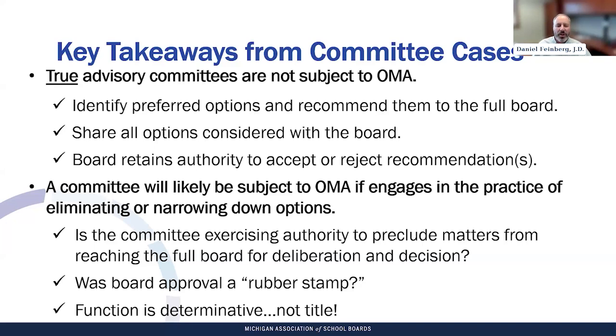And so this could be a scenario if the committee is exercising authority to preclude matters from reaching the full board. Was the board a rubber stamp? It's the function, that's determinative, not the title. So even if you send down to a committee a bunch of applications, just go through and see who met the minimum requirements. Did they dot all their I's, cross all their T's, sign where they're supposed to sign?